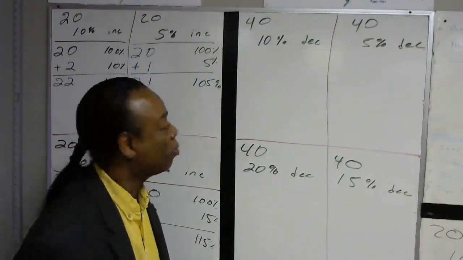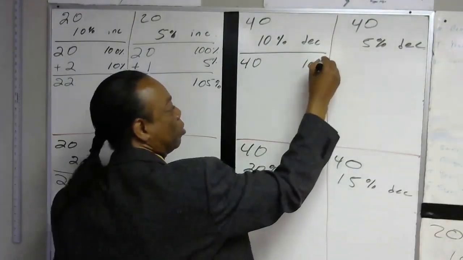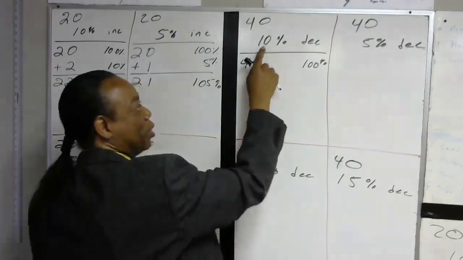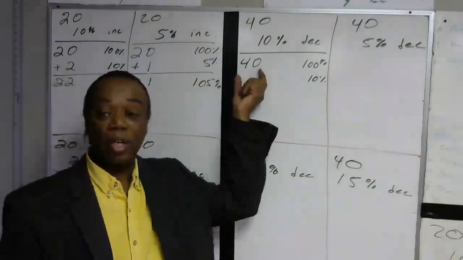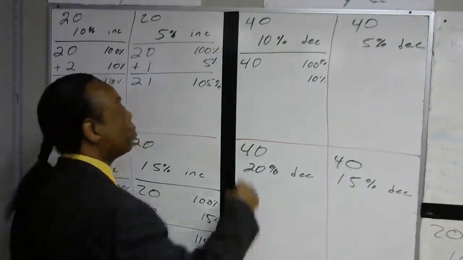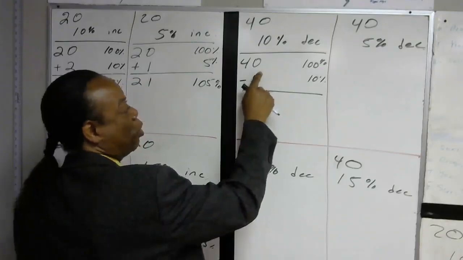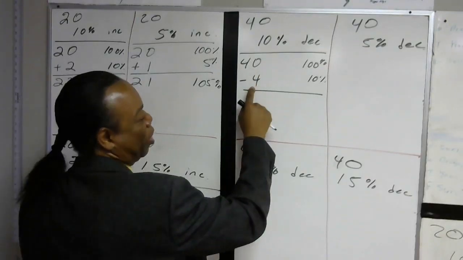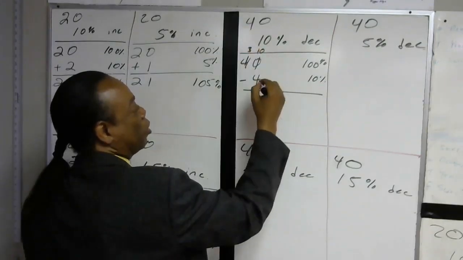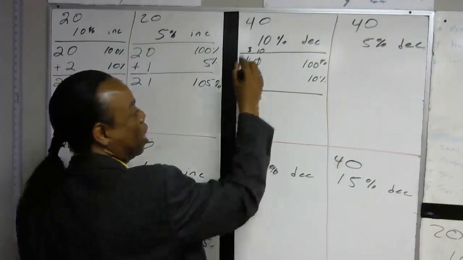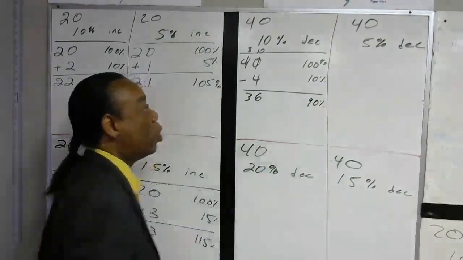Now let's do some decreases. Here, 40 is the original, so we'll call that 100%. We want to find 10%. Well, to find 10%, we're going to divide 40 by 10, and it becomes 4. So 4 is 10%. We want this to be a decrease, so 40 take away 4. We'll make this 10, and this will be 3. So 4 from 10 gives us 6, and 3 comes down, 36. So 36 represents 90% of the original 40.